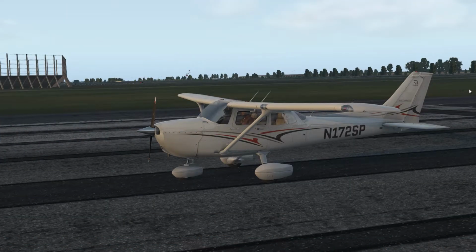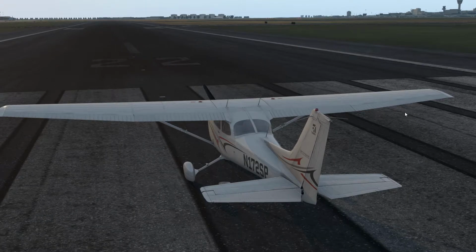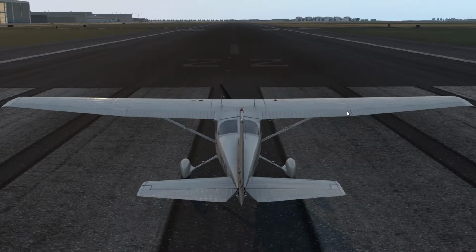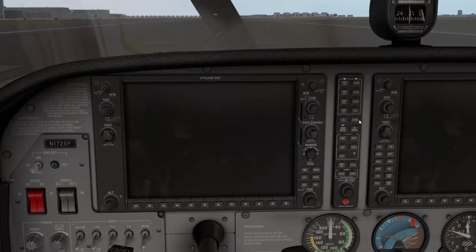I'm situated in a Cessna 172 at Amsterdam's Schiphol Airport, runway 22, and I'm in the G1000 model with the navigation displays, as this will mimic the systems of an airliner much better when we get into the more advanced series.